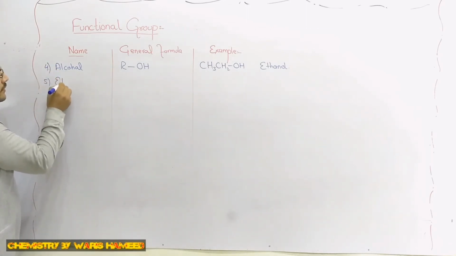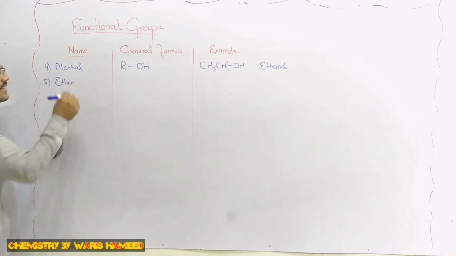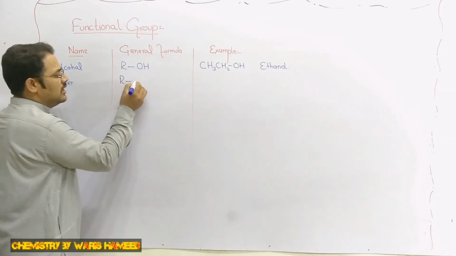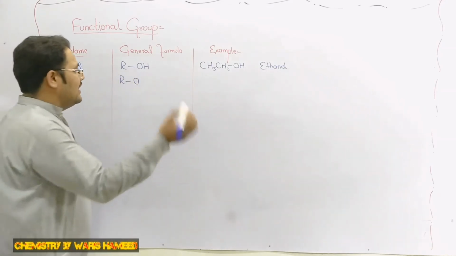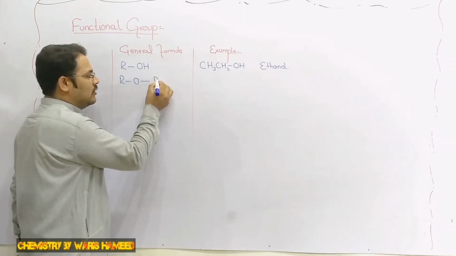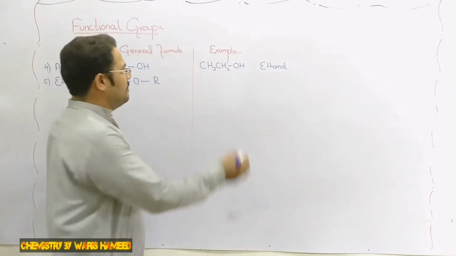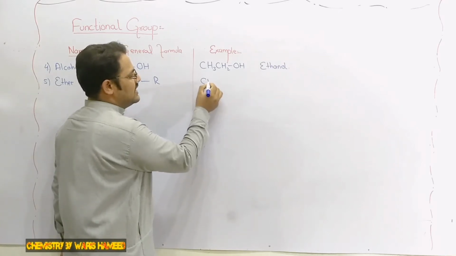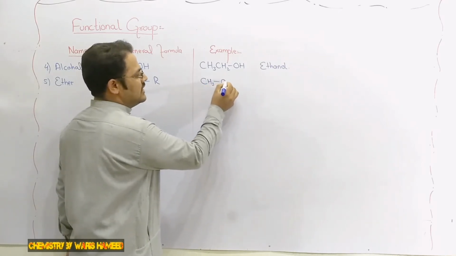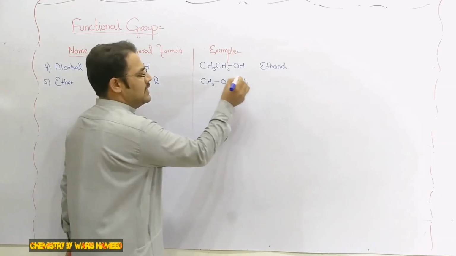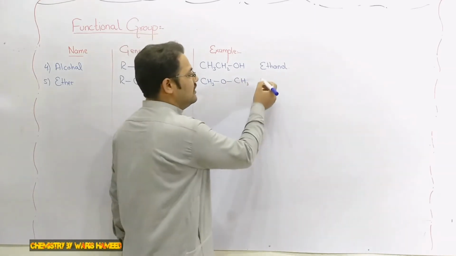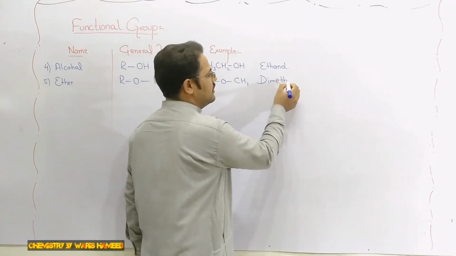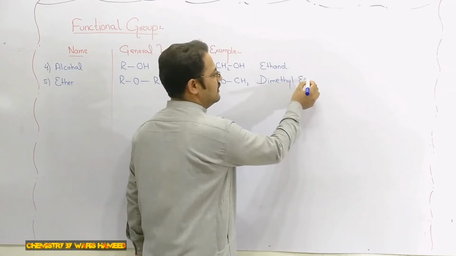Next example is ether. Ether linkage, or simply ether. In this case, one alkyl group is bonded with oxygen, and that oxygen is bonded with another alkyl group. For example, CH3 single bond oxygen single bond CH3. It is dimethyl ether.